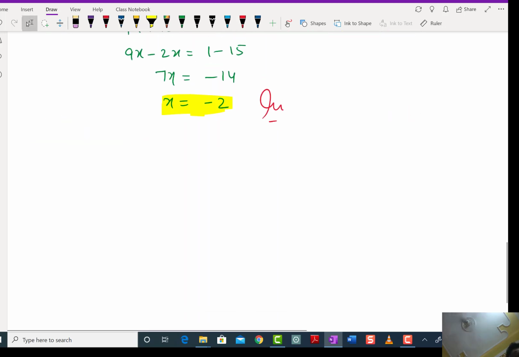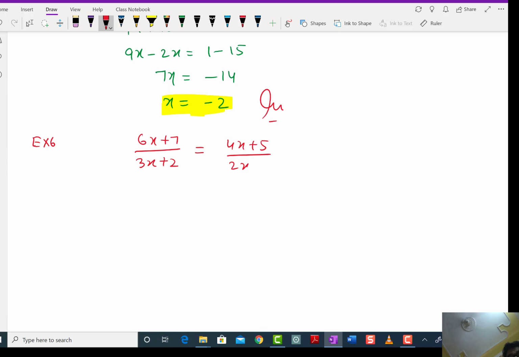So now example number 6. Example number 6 is 6x plus 7 upon 3x plus 2 is equal to 4x plus 5 upon 2x plus 3. Now who will tell me? You? No, this is wrong. We cannot shift now. So you will tell me? Tell me. Okay, fine. Again, these are two fractions. So we'll do the cross multiplication.